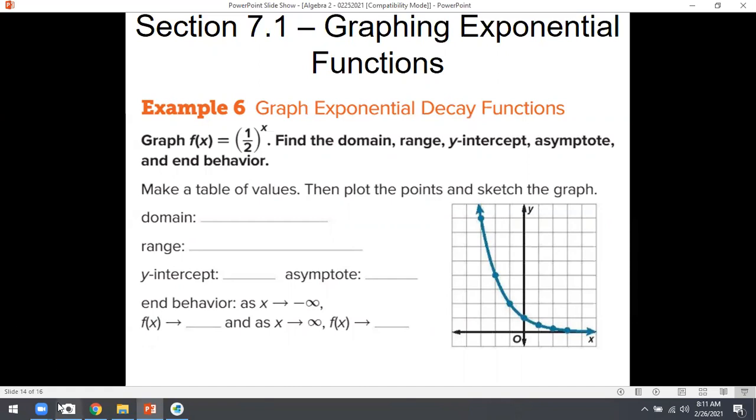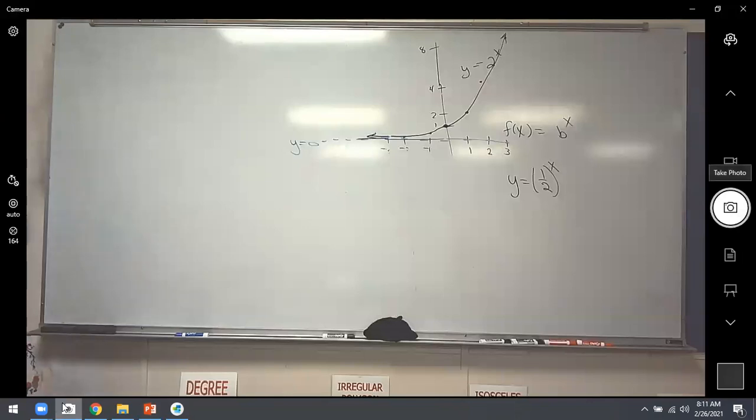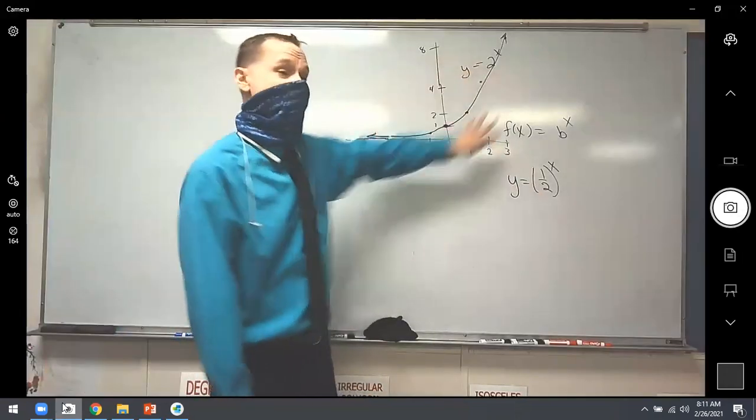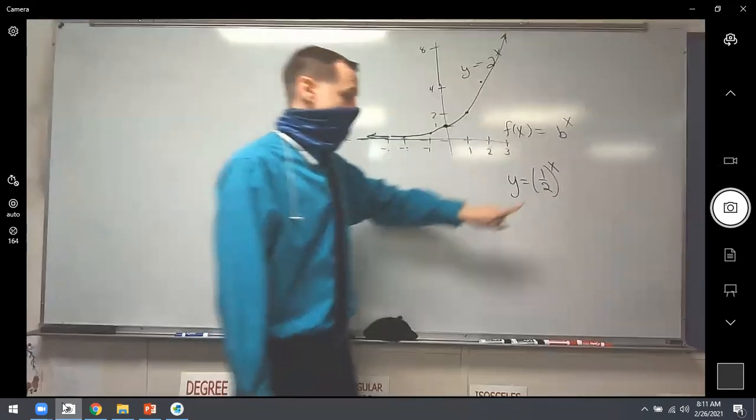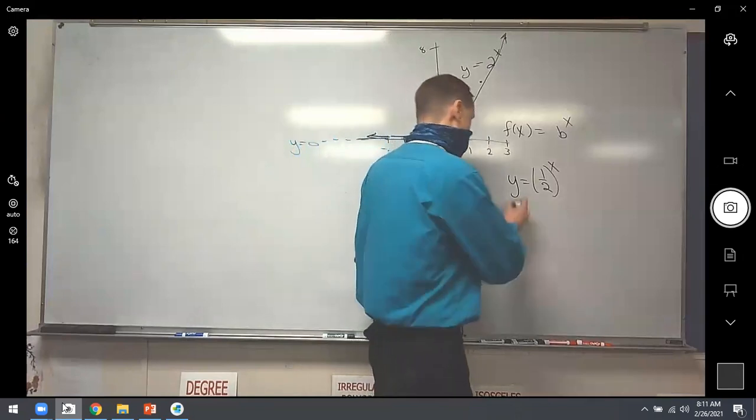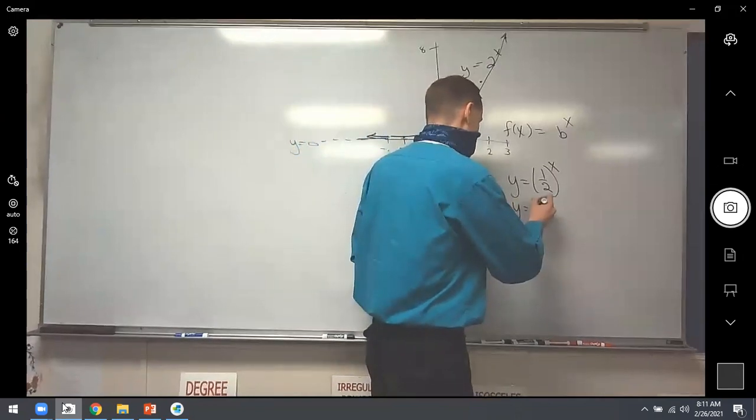1/2 to the x. Well, we haven't talked about the graphs formally yet of ones where the base is less than 1. This has all been about bases more than 1 so far, correct? How the heck am I going to get this base to be greater than 1? I got tricks. Check this out.